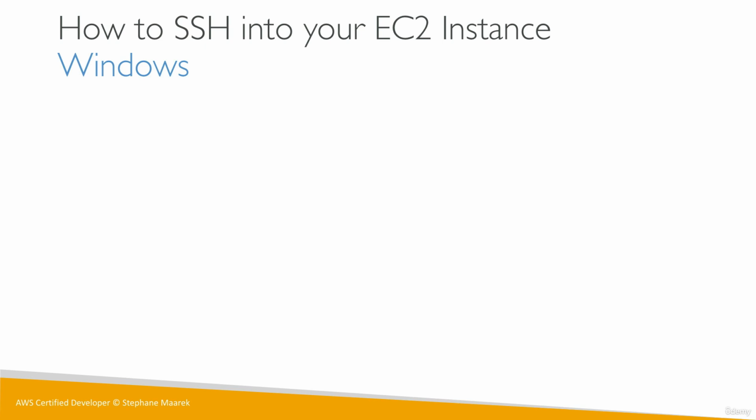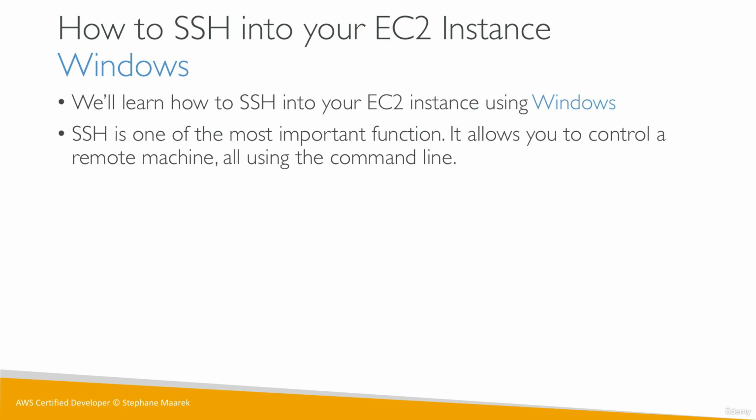Okay, so we are going to learn how to SSH into our EC2 instance using Windows. And for this, we used to say, what is SSH? Well, SSH to me is one of the most important functions, especially when you deal with Amazon Cloud. It will basically allow you to control a machine remotely, all using the command line, okay? And so what does it look like?